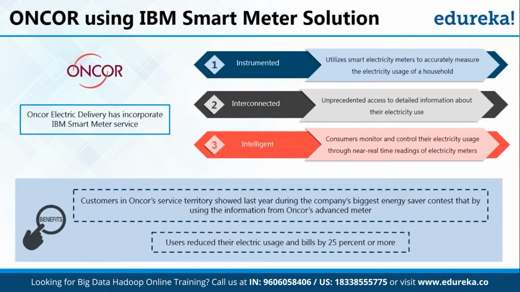And they began the advanced meter program in 2008, and they have deployed almost 3.25 million meters serving customers of North and Central Texas. So when they were implementing it, they kept 3 things in mind. The first thing was that it should be instrumented. So this solution utilizes the smart electricity meters so that they can accurately measure the electricity usage of a household every 15 minutes, because like we discussed, the smart meters were sending out data every 15 minutes, and it provided data inputs that are essential for consumption insights.